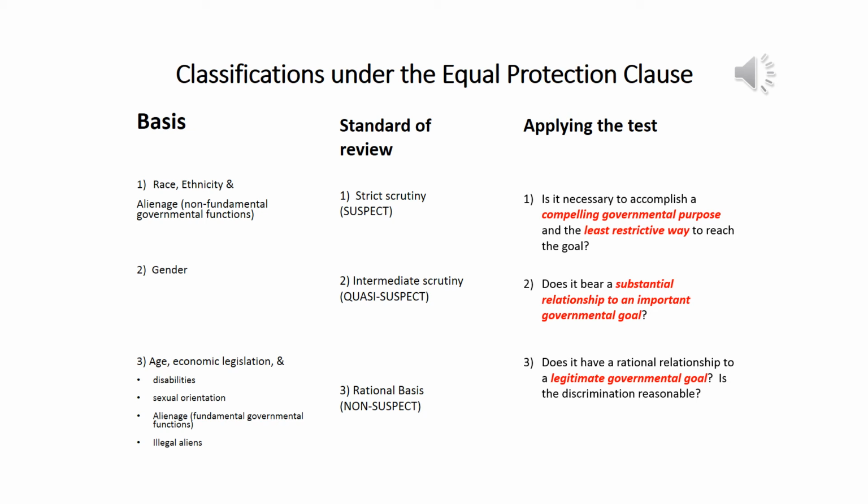All right, lastly, the state government is given a lot of latitude if it's going to discriminate based on disabilities, sexual orientation, alienage, and illegal aliens. Now, I'd also include age and economic legislation. Age is the easy one. Think about this. Is it easy for the government to discriminate based on age? Yes. How old do you have to be in order to drive? Most states require you to be 16. Well, that's age discrimination. Would it be easy for the government to prove that this is a reasonable law? Because you don't want 10-year-olds driving cars.